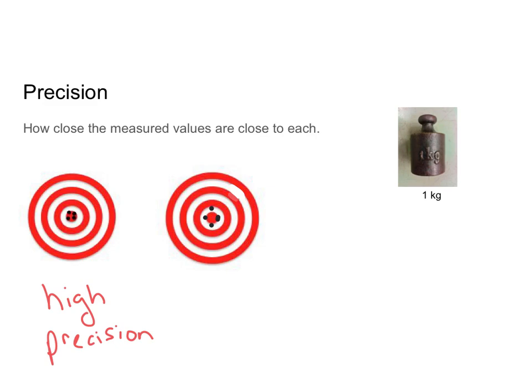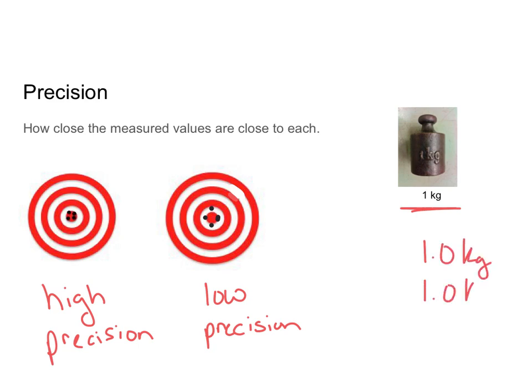The one on the right has dots that are close together, but they're not as packed in. So we would say it's just low precision. Now how this would look with numbers, I still have my 1 kilogram weight. So if I get a reading of 1 kilogram, and you see that the actual value is still 1 kilogram, but regardless of that, all of them are the same number, so they're really packed in. So this would be a very precise measurement.